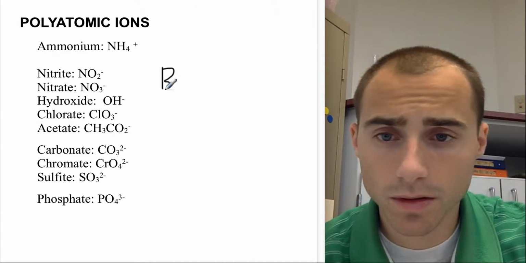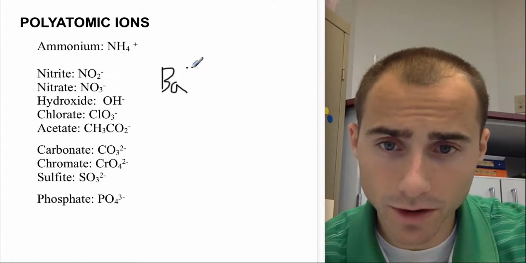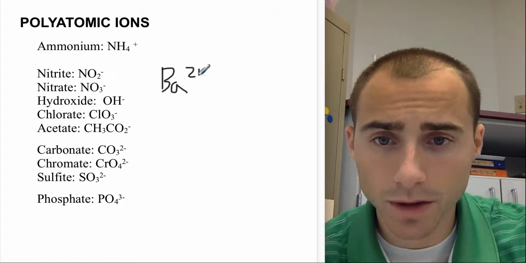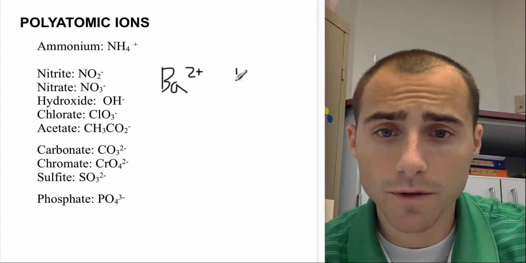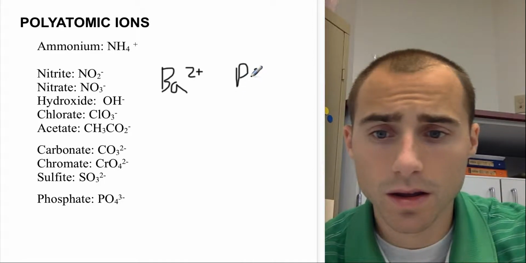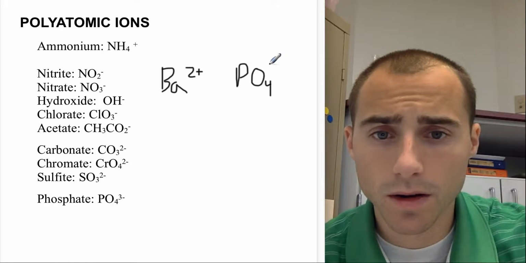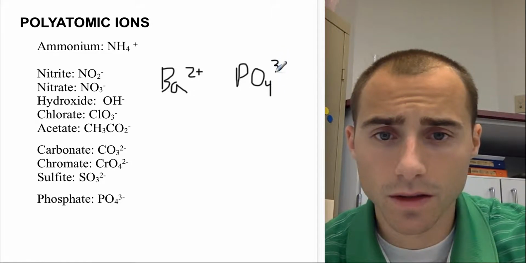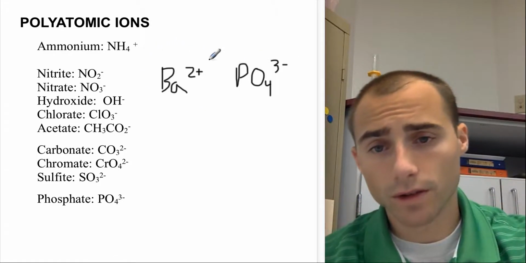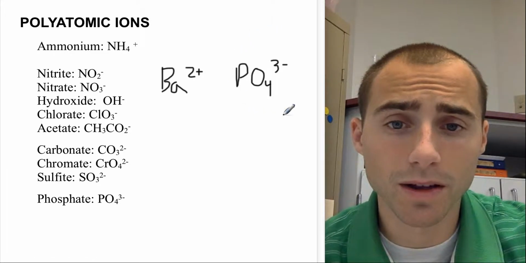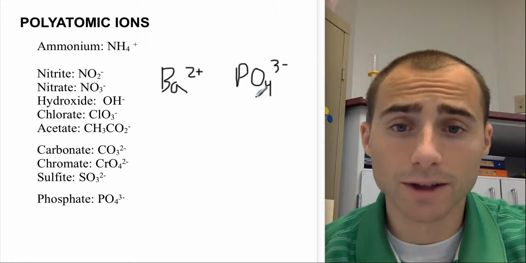Barium has a 2 plus charge, so we're doing barium phosphate. So I look at barium, I see barium has a 2 plus charge, and then I look at phosphate. I see that it's PO4, 3 minus. Okay, so those are our 2 charges. This is our element number 1, and this is our polyatomic ion over here. We want to bring these together in barium phosphate.